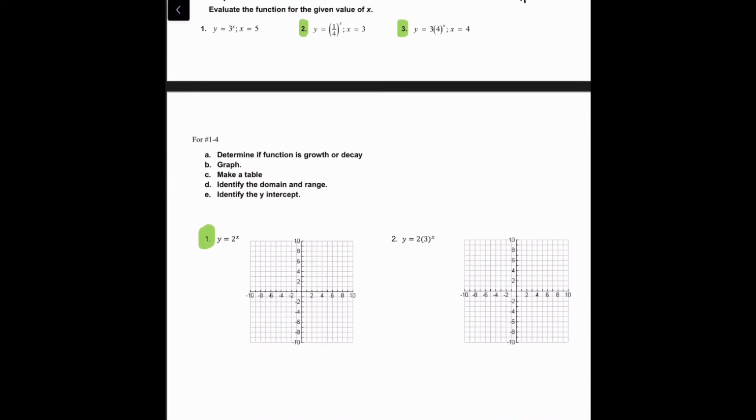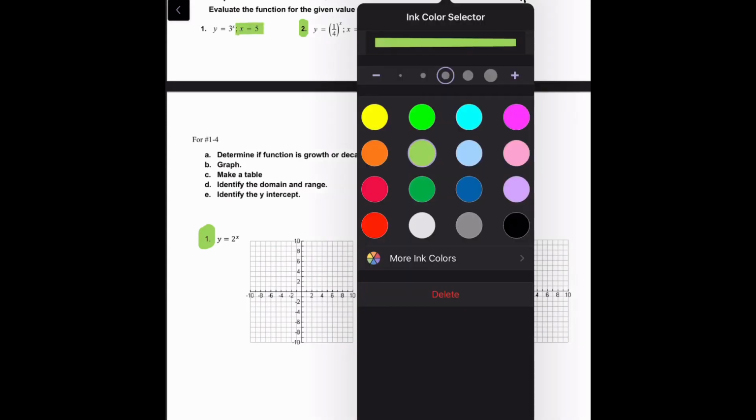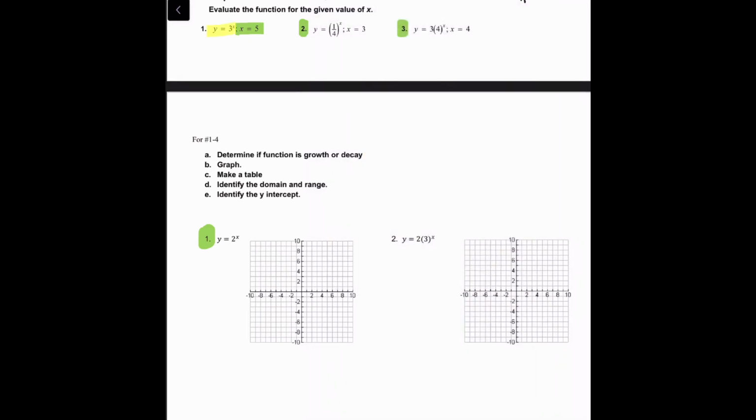The next one, evaluate the function for the given value of x. Now they're giving you guys an x value, and they give you a function. So what that means to evaluate, you're going to plug in the x value they give you into the x of the function. So in this case, y is equal to 3 to the power of x, and they say x is 5. You have to use parentheses if you have any fractions, so be careful with that. So this is equal to 243.